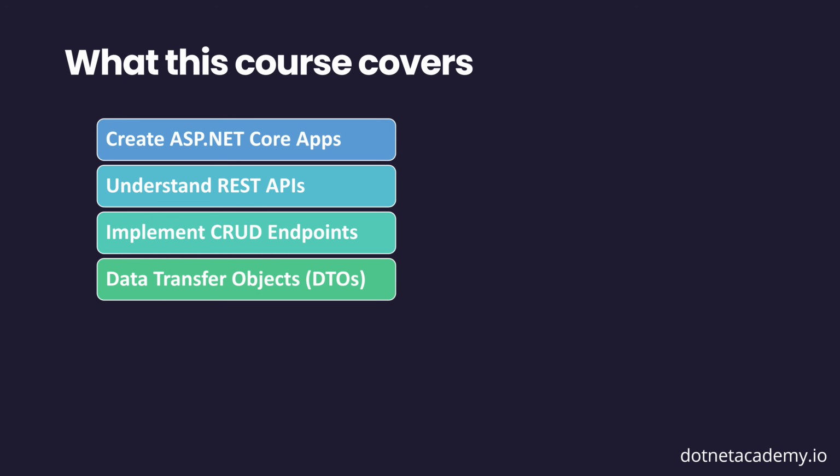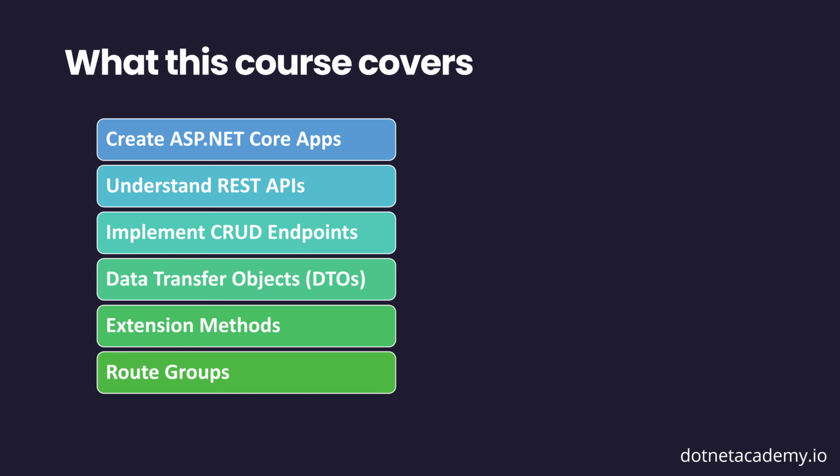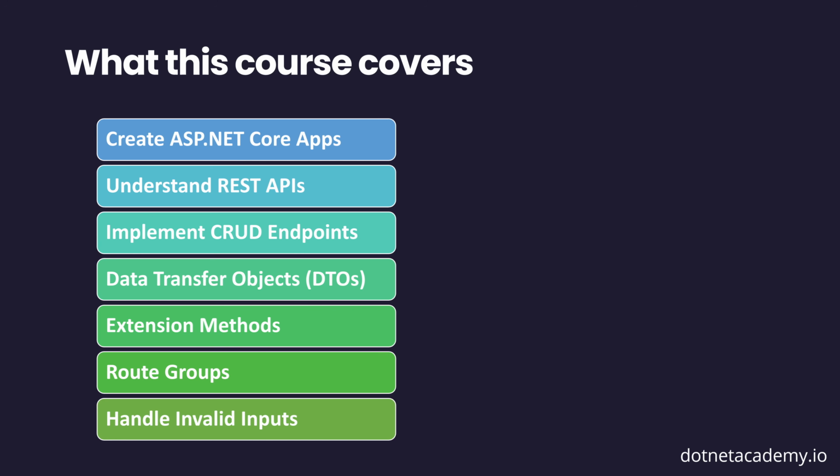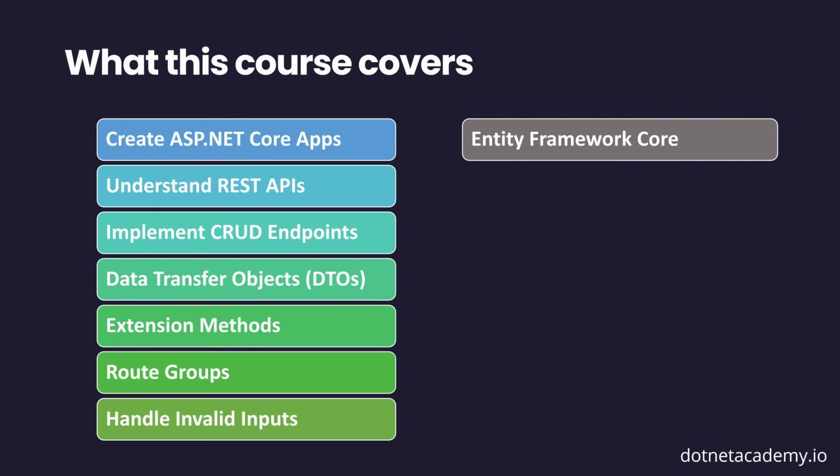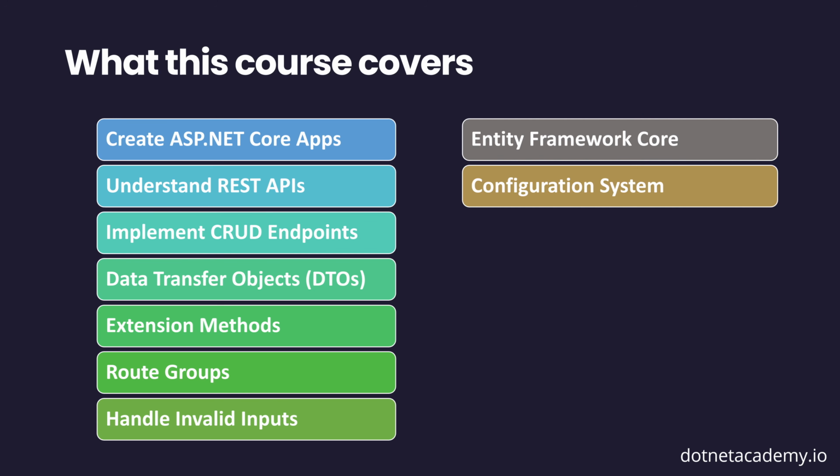Then you will see how to use extension methods and route groups to properly organize your API endpoints. You will also spend some time trying out invalid inputs to learn how to ensure they are properly handled by your API. Next, you will introduce real database support via the popular Entity Framework Core ORM framework, which is included with the .NET platform. This will also be a good time to explore the ASP.NET Core configuration system, which will help you avoid hard-coding important configuration details in your C# code.